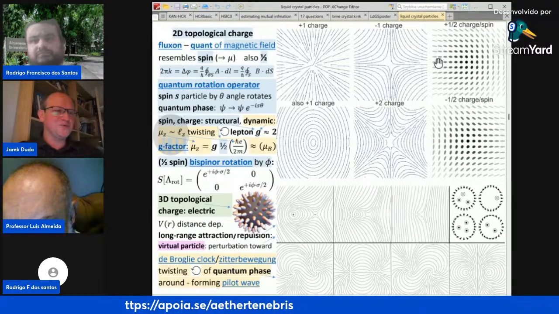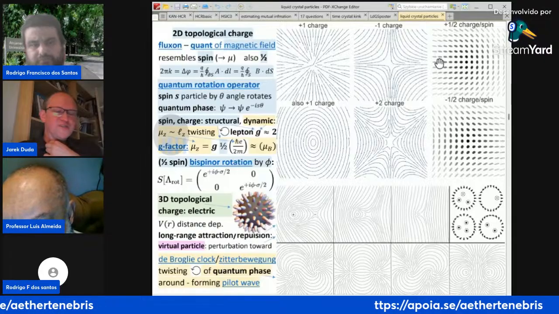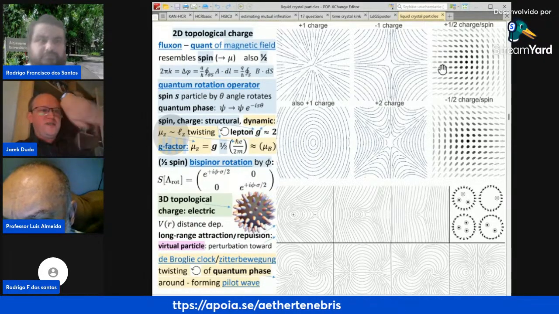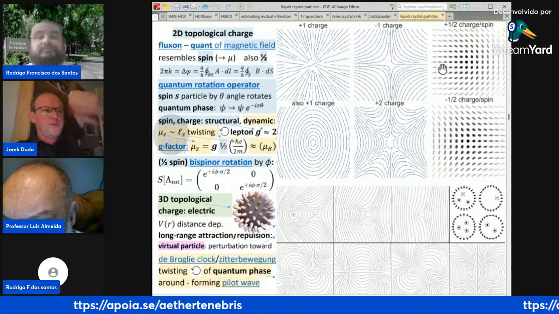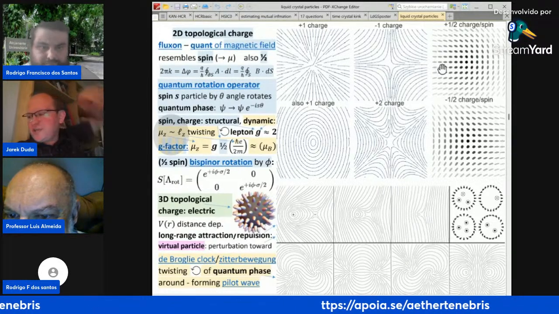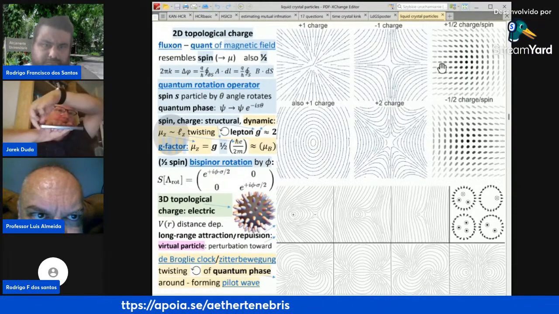So there is some magic. Did he violate the topological charge quantization? No, because if you rotate by pi, the field rotates by pi. The field makes a rotation, but it is the same field. You have a field which is the same after rotating by pi.